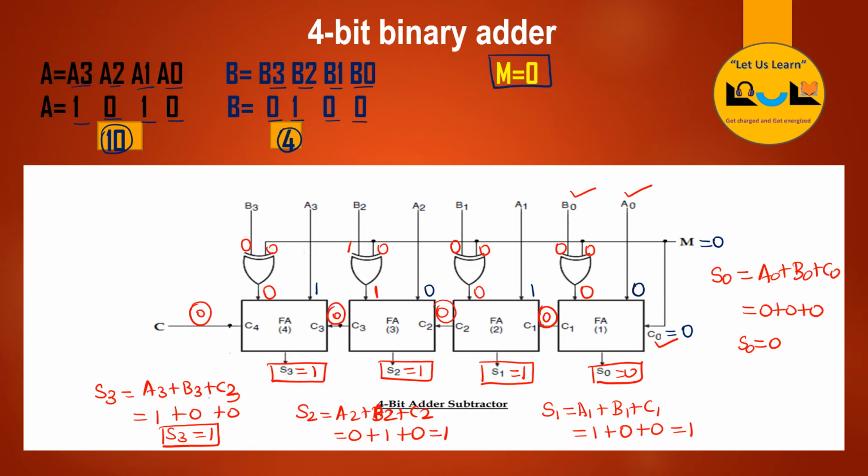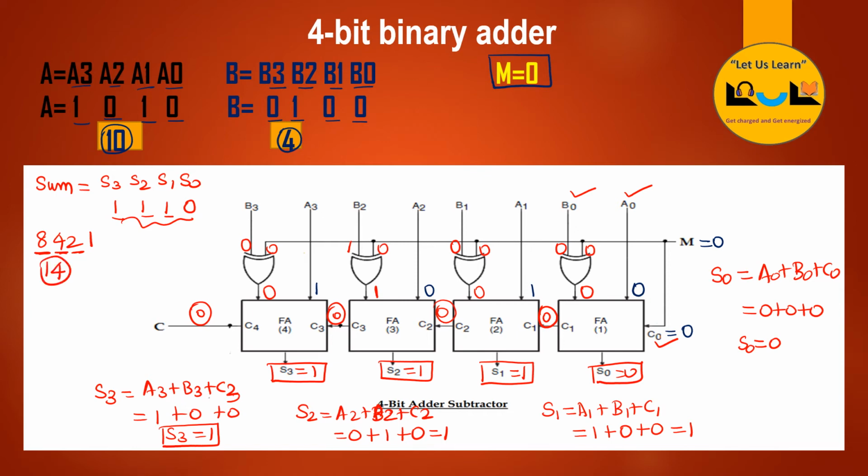So finally we got the output sum that is equal to S3, S2, S1, S0. So we are going to write in that place. S3 is 1 and S2 is 1 and S1 is 1, S0 is 0. So for this, if you find the decimal value for 8421 4 bit, this place is 8, this place is 4 and this place is 2. So 8 plus 4 plus 2 we will get 14.